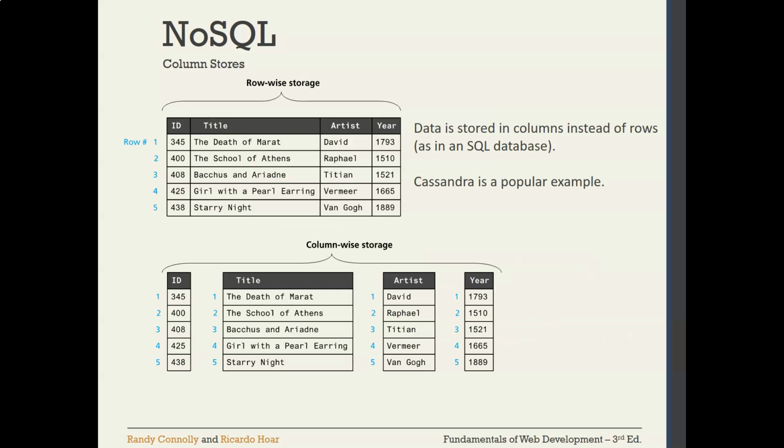Another type of NoSQL data store are column stores. And personally, I've had no experience with using these. I know Cassandra is probably the most popular one. And in a sense, rather than having records of data, you just have columns of data. I'm not completely sure how information is related between columns and how that actually works practically in Cassandra. But there it is.